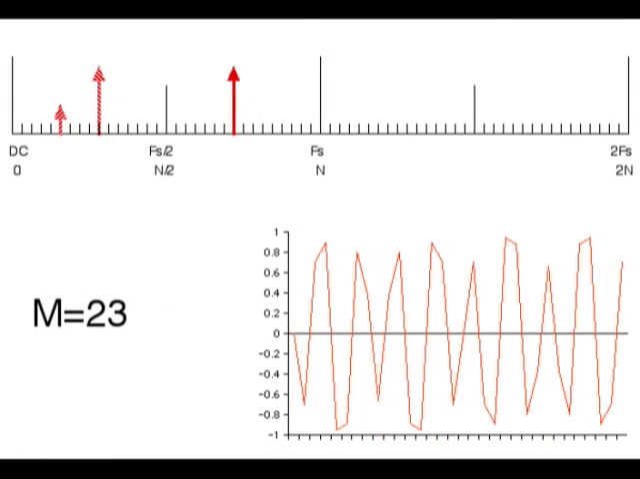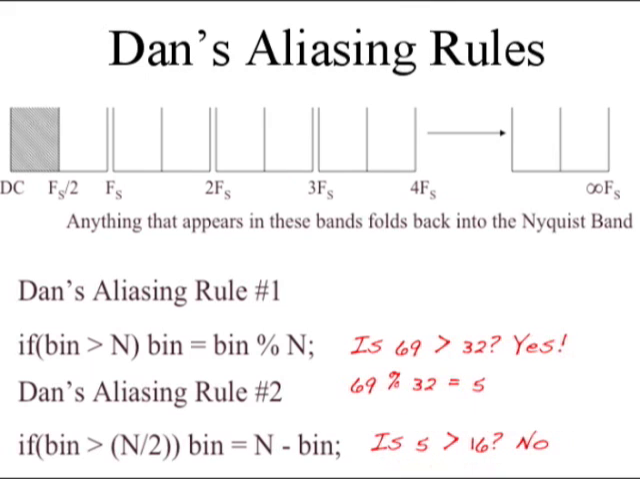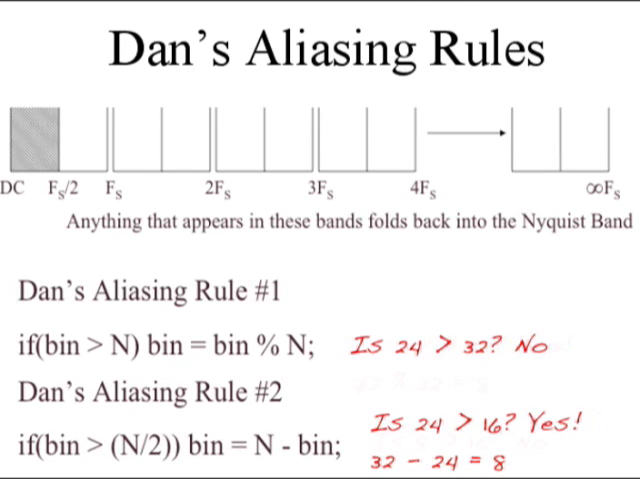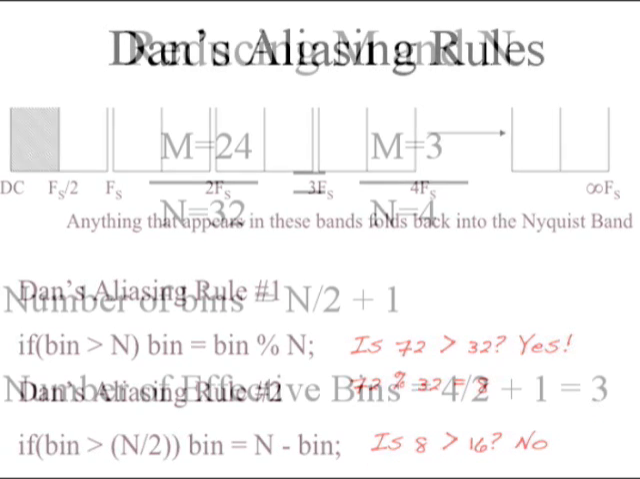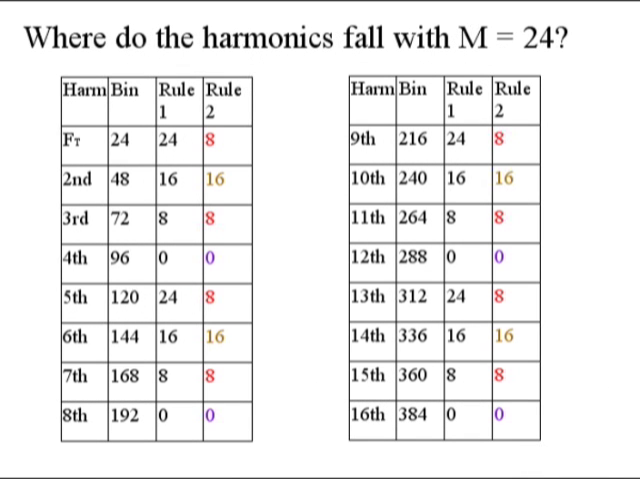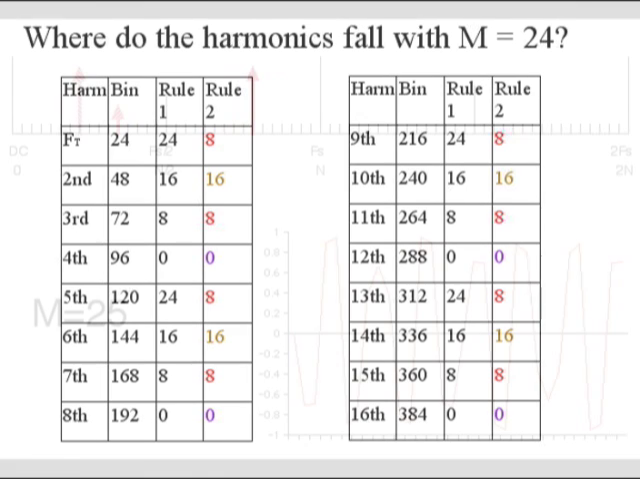Pushing M up to 23 means that our fundamental will alias back down to bin 9, and the third harmonic will alias all the way back down to bin 5. With an M of 24, you can tell there's going to be trouble. The fundamental will alias down into bin 8, and so will the third harmonic. And the effective number of bins is only 3, so there are only 3 places where things can go. The DC bin, that's a no-no because that's where our DC offset is supposed to go. Bin 8, that's okay, and then bin 16. That's bad because it's very sensitive to phase. Anything in the Nyquist bin is unreliable, so don't count on the Nyquist bin for any testing.